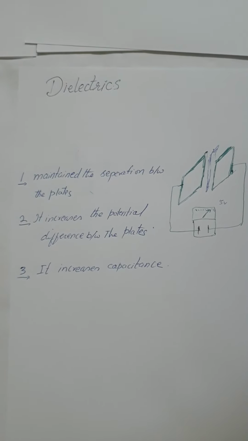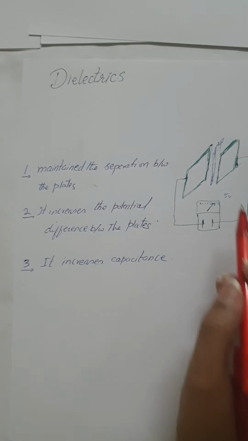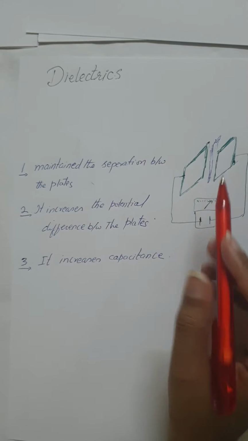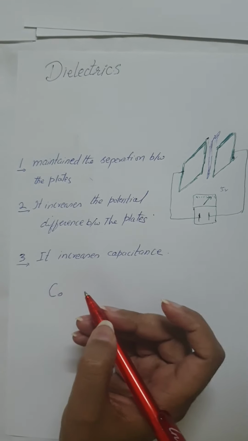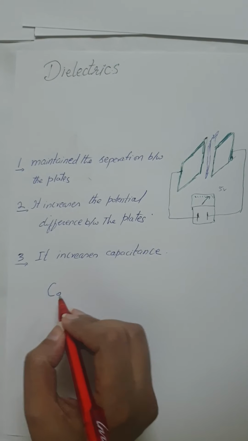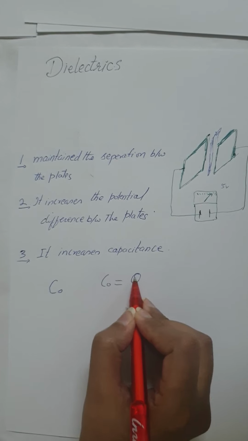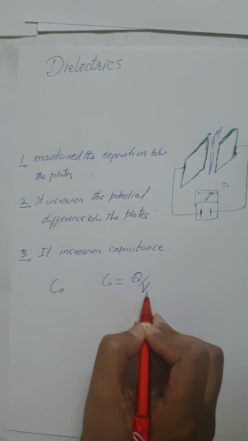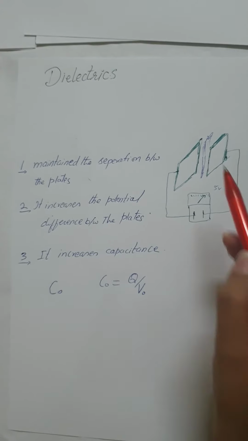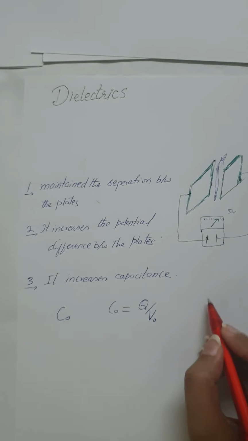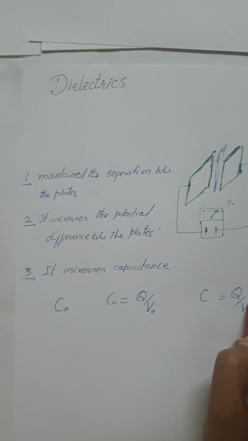Okay, let's suppose we have an original capacitor in a vacuum, and that capacitor has capacitance C naught. Zero means original. So C naught is equal to Q over V naught. And the capacitance with the dielectric, when we insert the dielectric here, the capacitance becomes C is equal to Q over V.